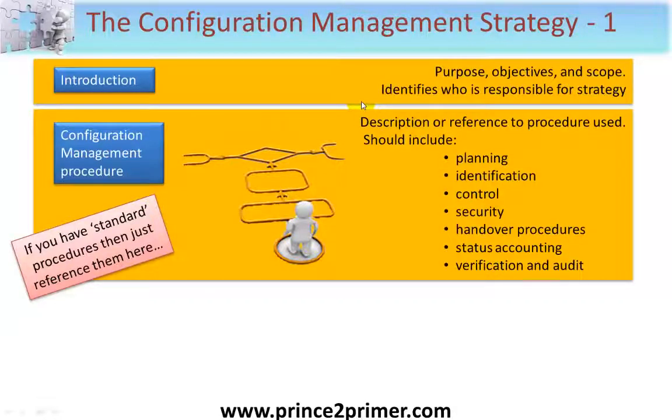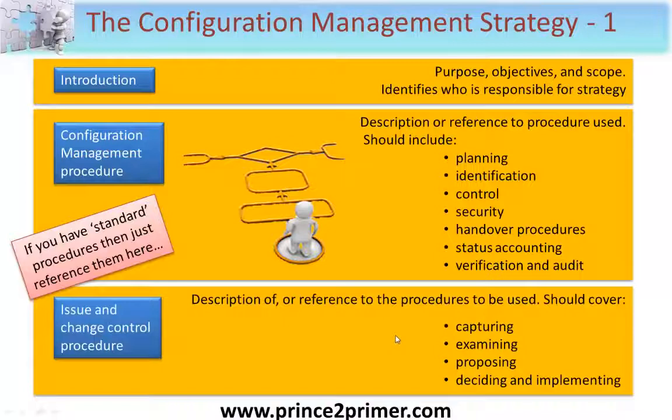But this particular section should cover or reference aspects such as how you approach planning, identification of products. You may have certain coding schemas that need to be used. What about booking in and booking out? There may be some processes used for actually entering products into the system. What controls will you have in place and what security? What about handover procedures of products once they've been authorised and approved and are ready for their operational life? How are you going to carry out status accounting, and how are you going to do verification and audit?